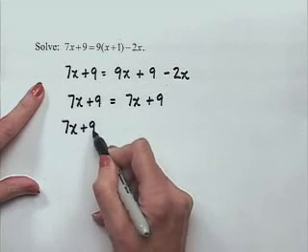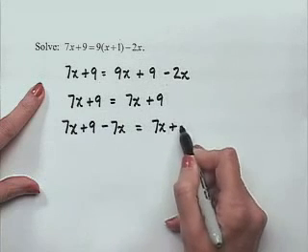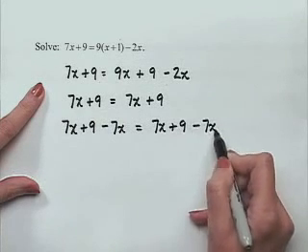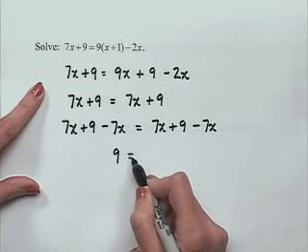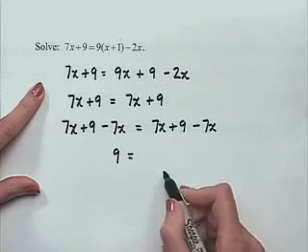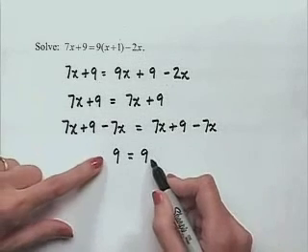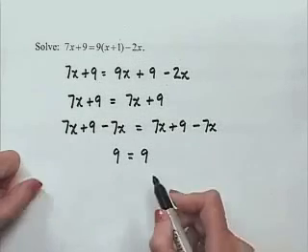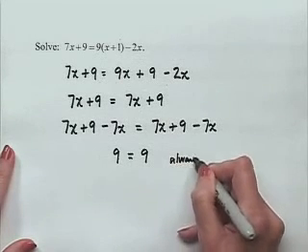7x plus 9 subtract 7x equals 7x plus 9 subtract 7x. Subtracting 7x from the left leaves us with the value of 9. Subtracting 7x from the right leaves us with the value of 9. Now there's no variables left in the problem. When does 9 equal 9? Well, this is always true.